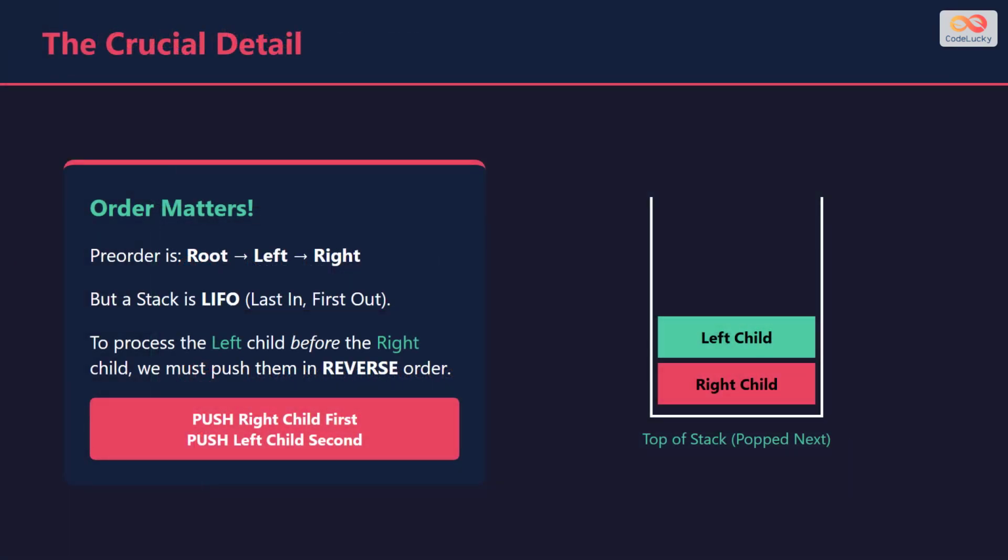This is the most important part. Preorder is root, left, right. However, because a stack pops the last item added first, we must push the right child before the left child. By pushing the right child first, it sits at the bottom, and the left child sits at the top, ensuring the left child is processed next.